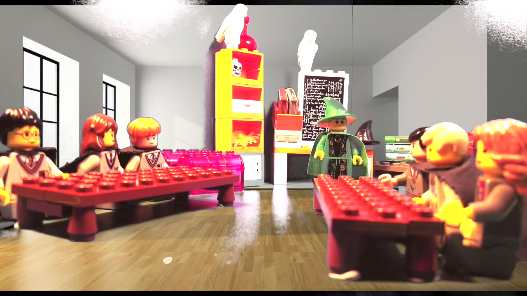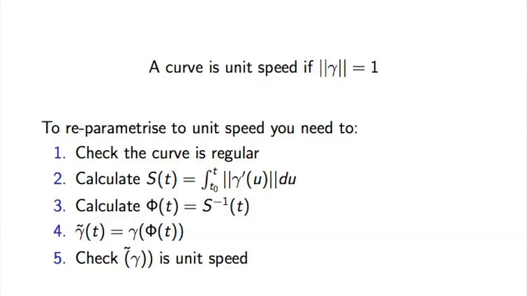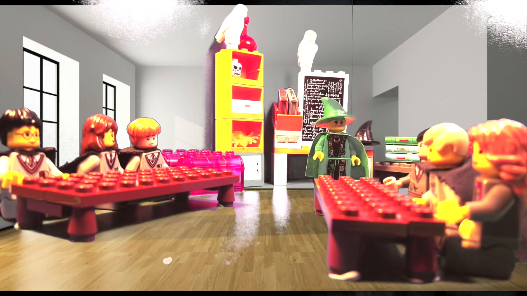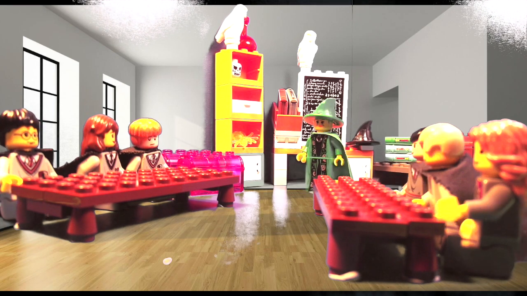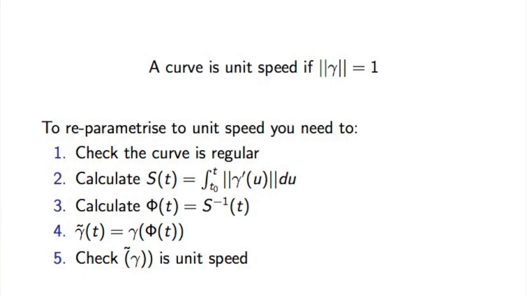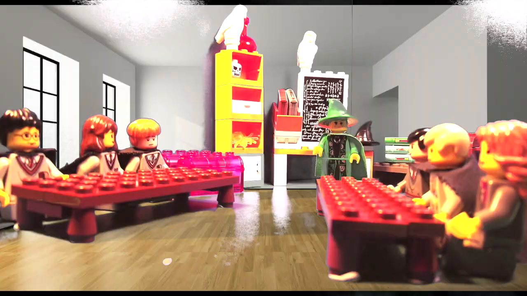Secondly, we find the arc length function, which is the integral between t and t0 of the norm of gamma prime. We call this S. Now we calculate phi of t, which is the inverse of S. We then find the composite of gamma and phi, which gives us our reparameterization by unit speed. Finally, we must check that this reparameterization is in fact unit speed.